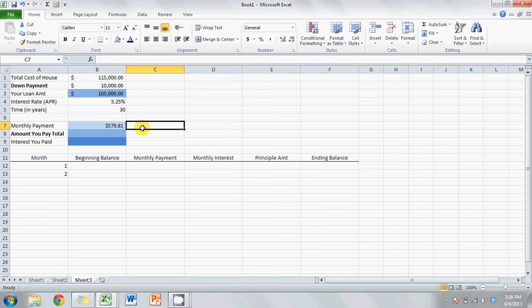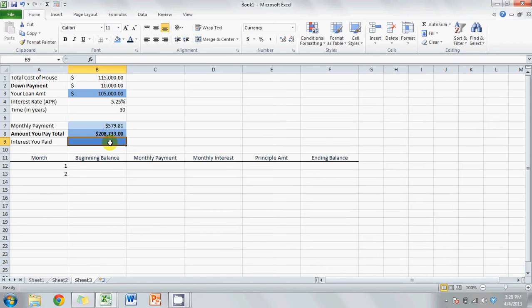So now we want to figure out, at the end of the loan, after I've paid off my house, how much money did I really pay? So we're going to hit equals, and we're going to take our monthly payment and multiply that by 360, because that's how many months I am scheduled to pay for. When you hit enter, you can see that even though I took out $105,000 for my loan, I'm actually going to end up paying $208,000 if I stick with this for all 30 years and only pay the bare minimum of $579.81.